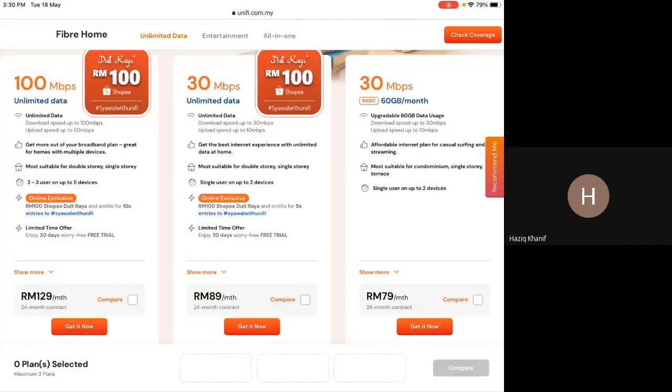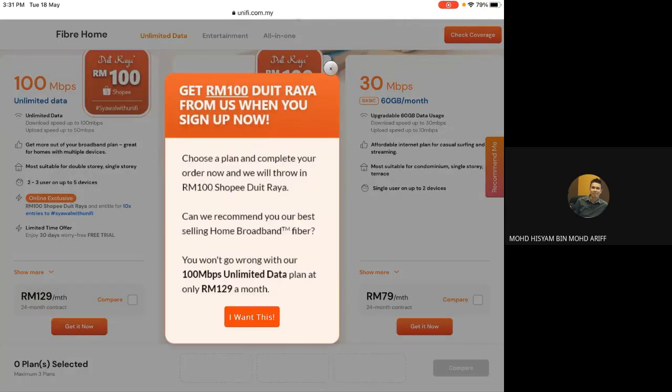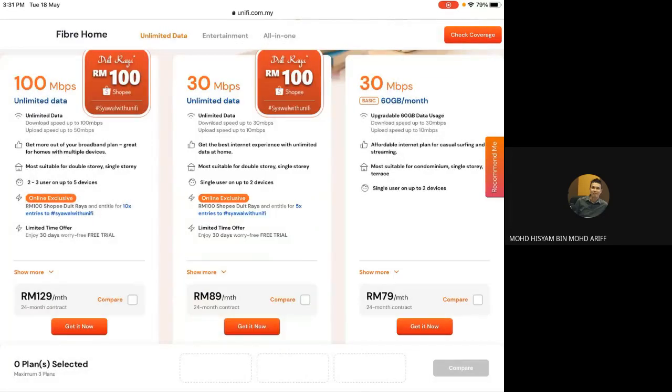Yang 100. 100 megabit per second. Kenapa? Why you need 100? Lagi laju lah. Lagi laju right. Tapi tengok 100 megabit per second apa jadi? Harga dia mahal. Betul tak? 129. Kalau 30 megabit per second harga dia murah, 89. Faham tak? Nampak tak? Sebab tu saya kata, okay now, go to the subject.